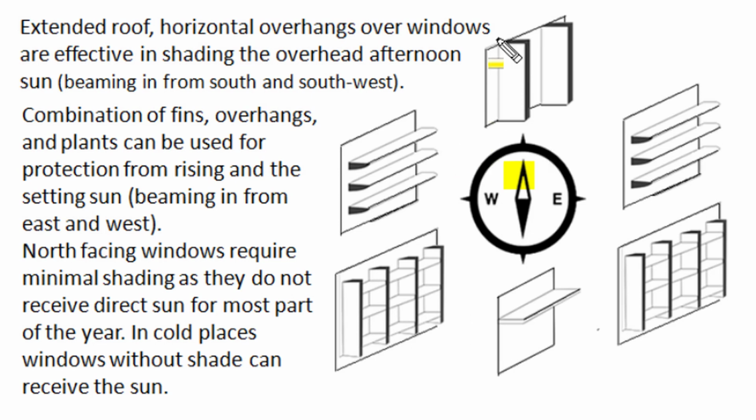uniform daylight without solar radiation, whereas in the southern face we should use extended roof or horizontal overhangs over windows and doors for effective shading of overhead afternoon sun in summer. And in east and west face we must use horizontal fins or a combination of horizontal and vertical fins for protection from the rising sun in the eastern direction and the setting sun in the western face.